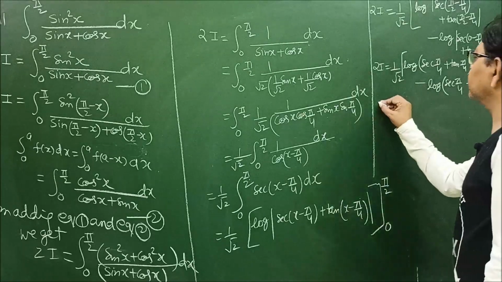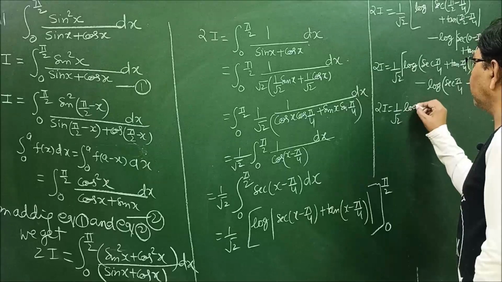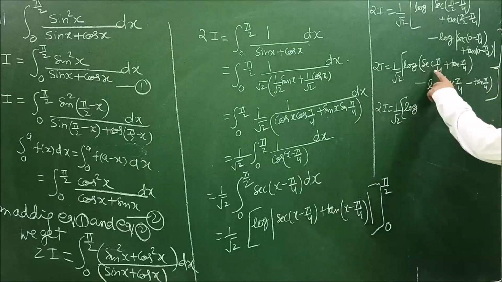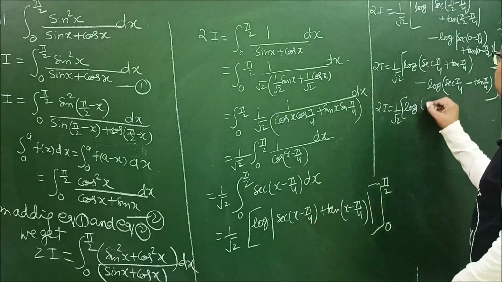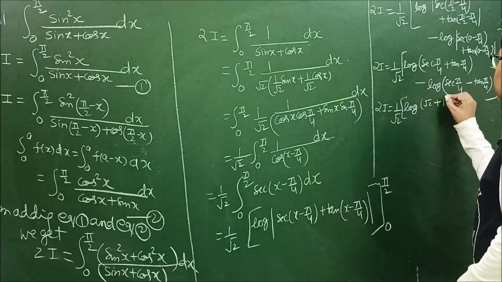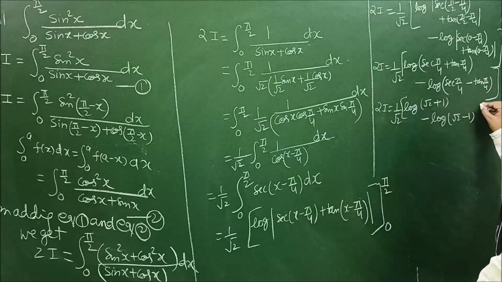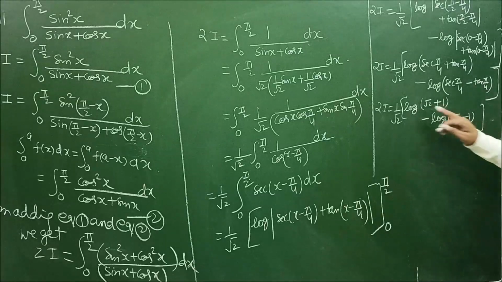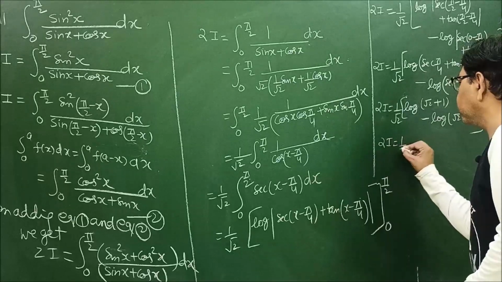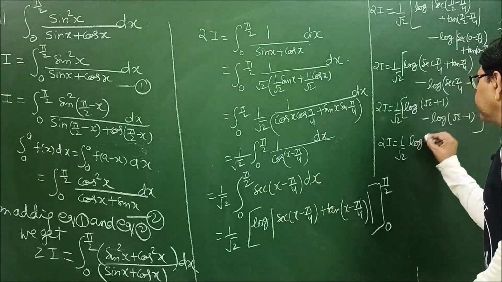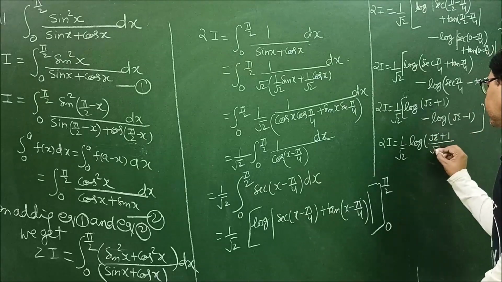So this is equal to 2I is equal to 1 upon under root 2. Putting the values here, sec pi by 4 is equal to root 2, so log of root 2 plus 1 minus log of root 2 minus 1. And now using the formula of log m minus log n, 2I is equal to 1 by root 2 log of root 2 plus 1 upon root 2 minus 1.